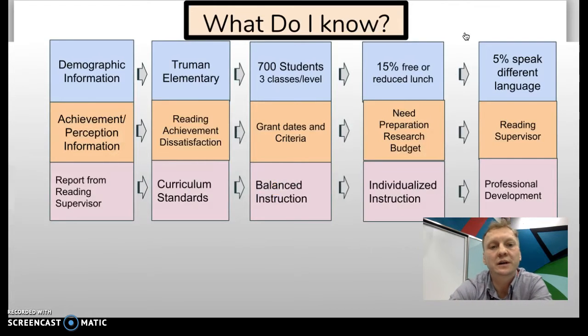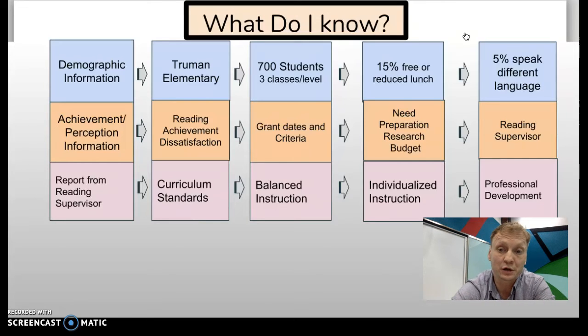So what do I know? I know the demographic information that Truman has 700 students, 15% free or reduced lunch, and 5% speak a different language. I know the perception information that the parents are expressing concern about our recent reading scores and test scores and instruction from teachers. I know that there's an upcoming grant that we can apply for.